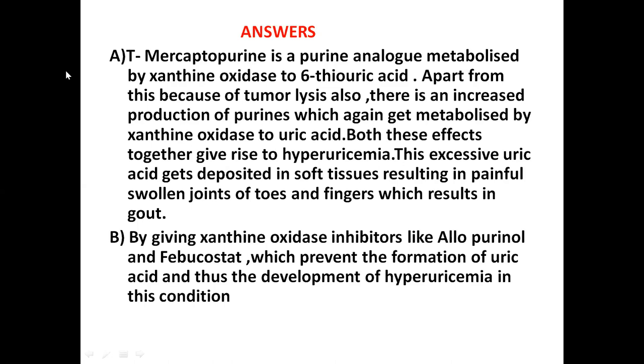This excessive uric acid gets deposited in soft tissues, resulting in painful swollen joints of toes and fingers, which results in gout. There is an increase in uric acid levels, leading to the condition gout.